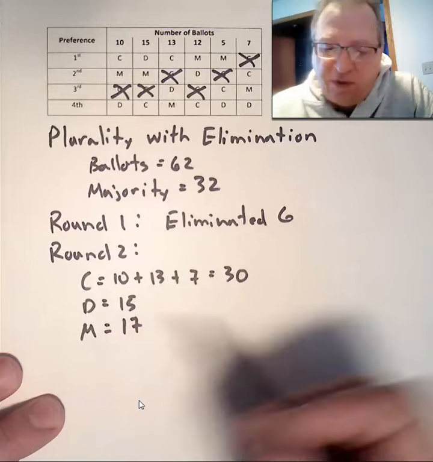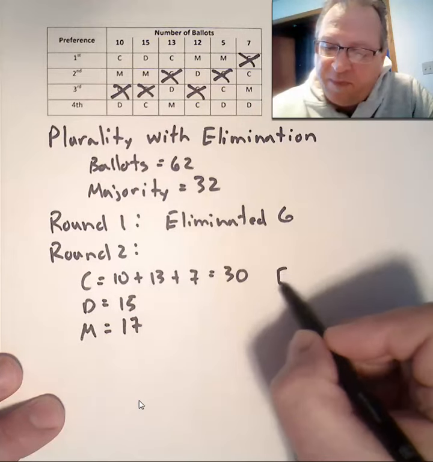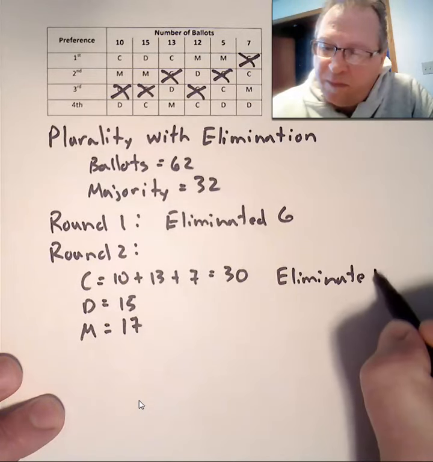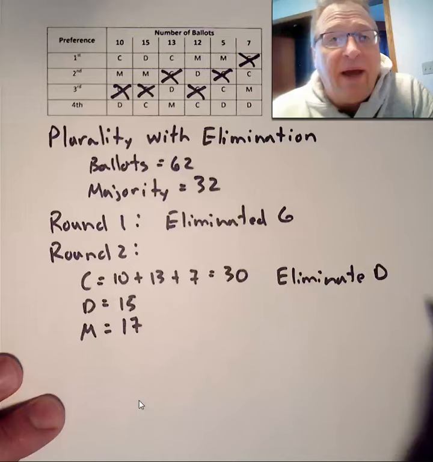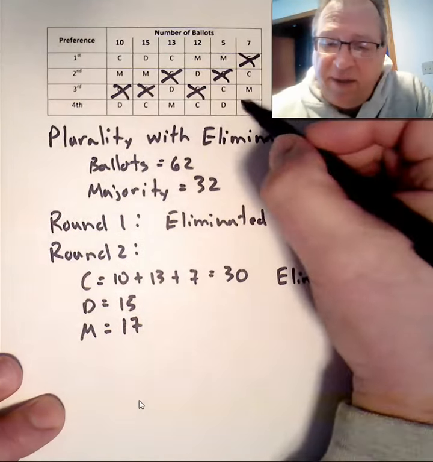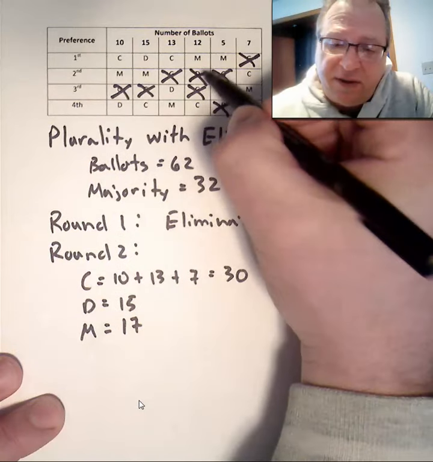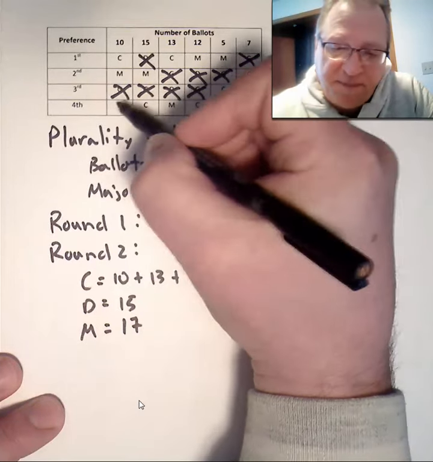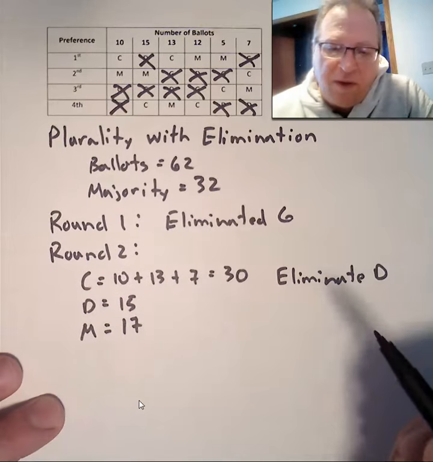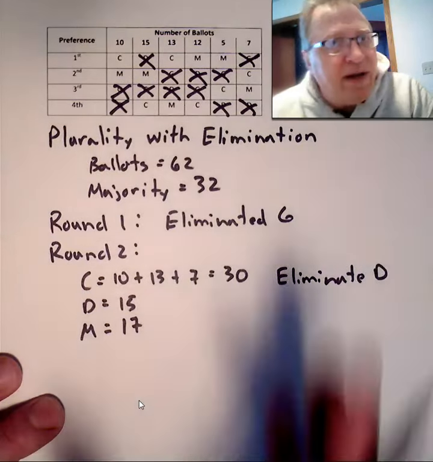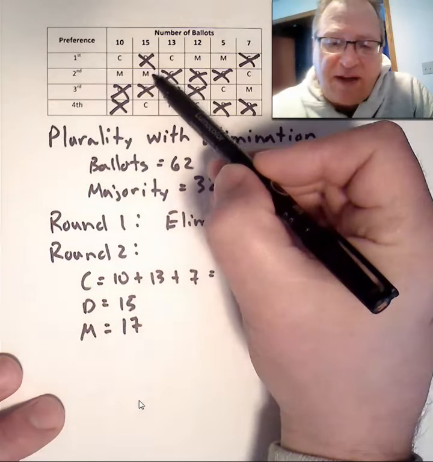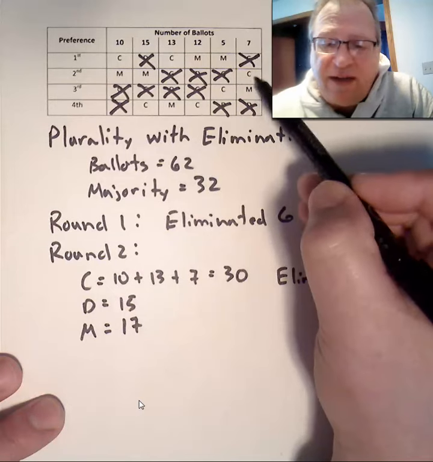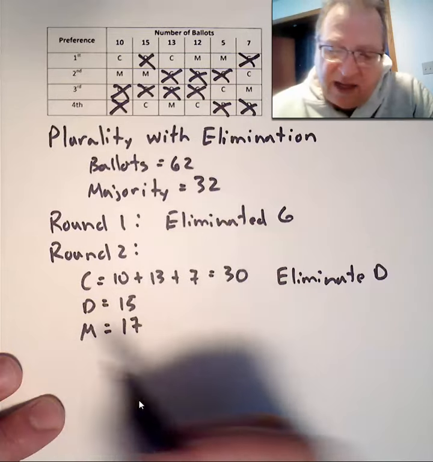Who gets eliminated? The person with the least votes. That would be D. Now I go back into my table and I eliminate D wherever D appears. Ooh, that's going to be an important one, isn't it? Now again, in your mind, think of everybody sliding up. So M in column 2 moves up to the first place slot. Again, in the far right column, C is moved up to the first place slot.